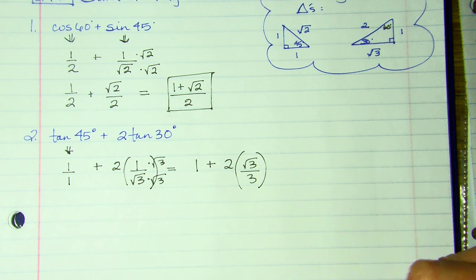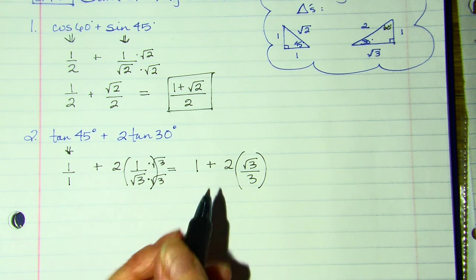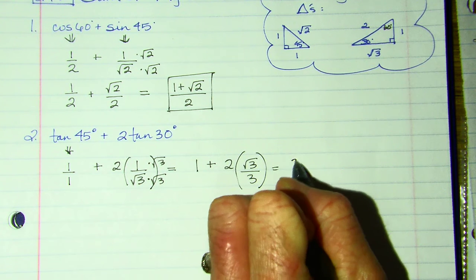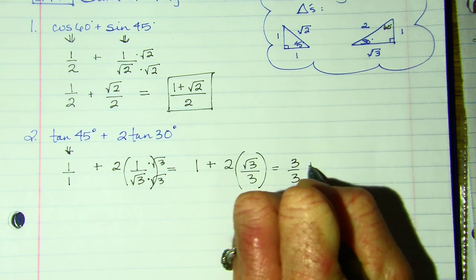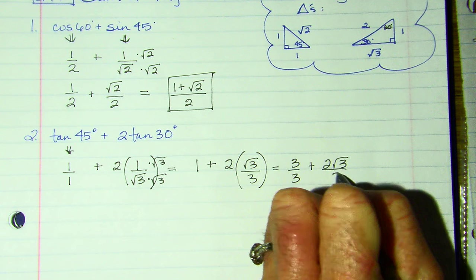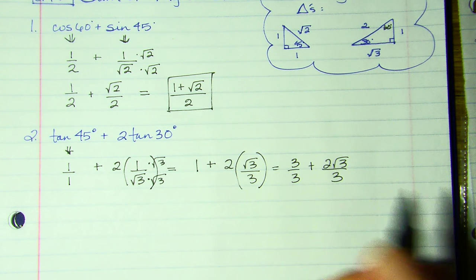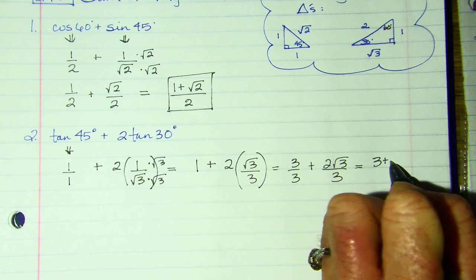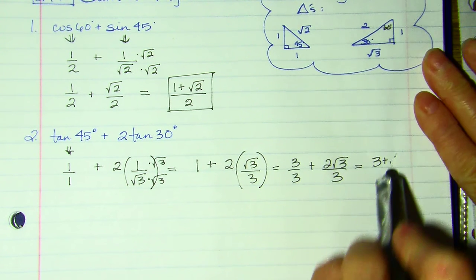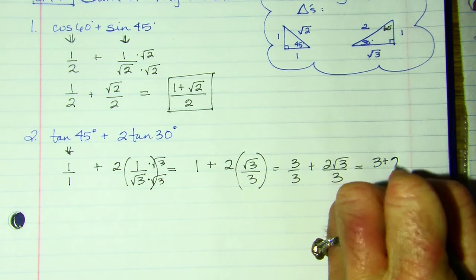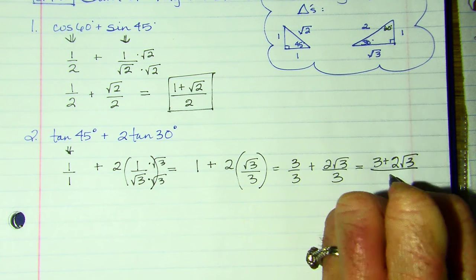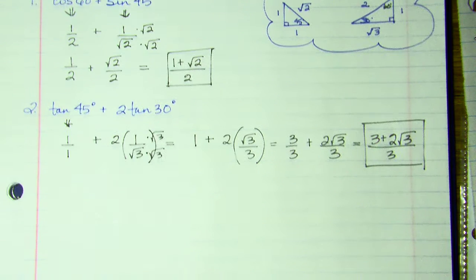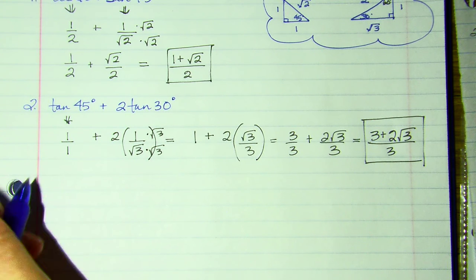Now these don't cancel, but I do need to create like denominators. So 1 becomes 3 over 3 plus 2 root 3 over 3. And my final answer is, I can't combine my numerators, so I write them together. 3 plus 2 root 3 over 3. I'm writing my final answer as a single fraction. Okay? Next one.